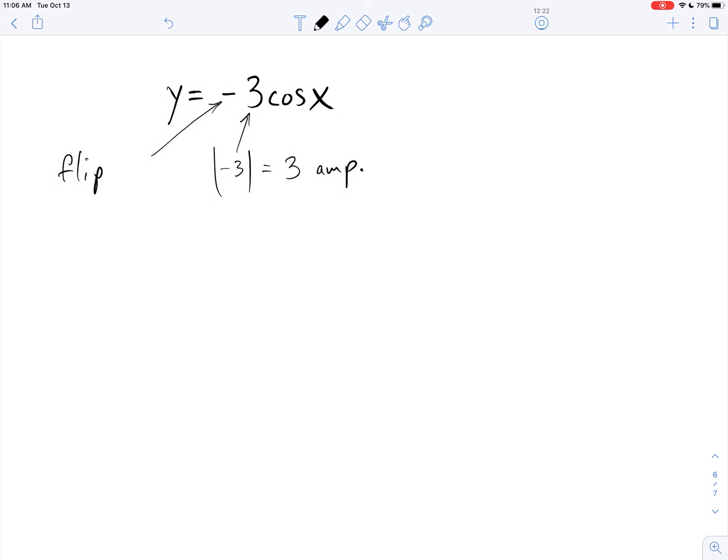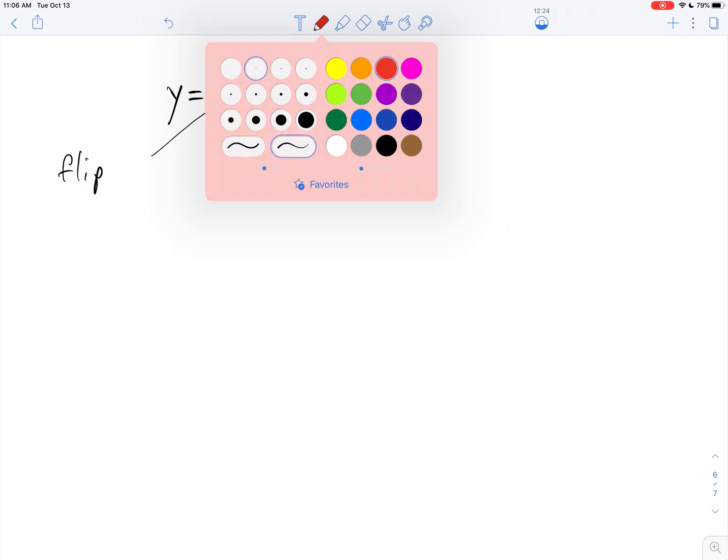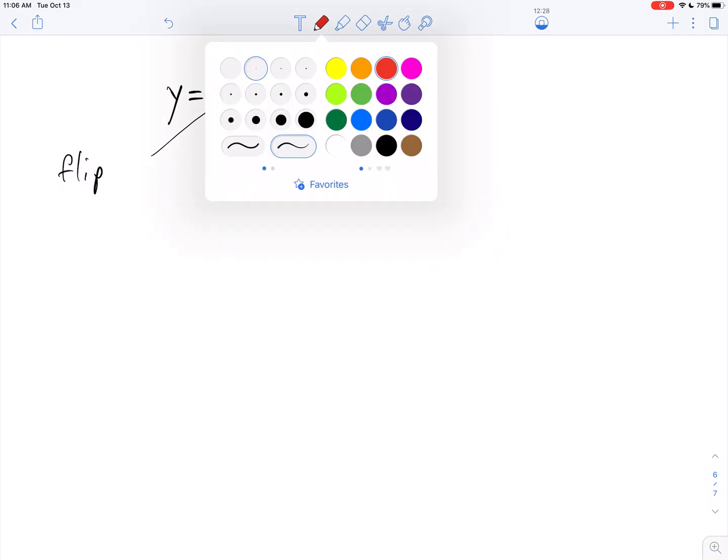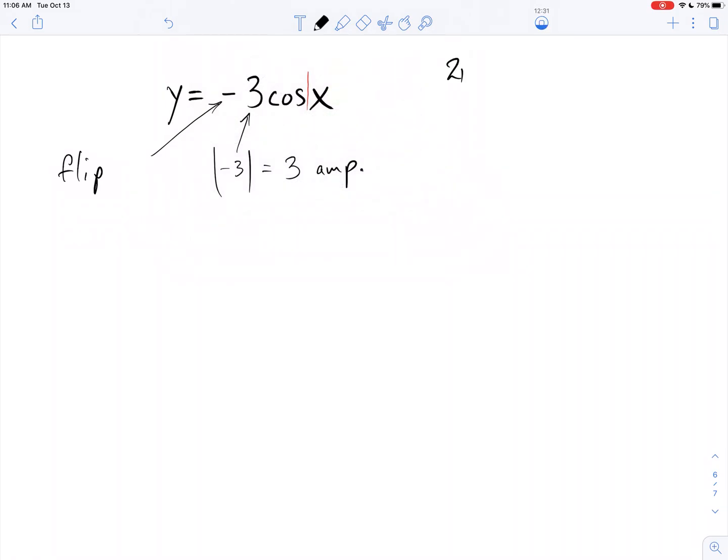Okay? And since this number right here, I'm going to grab a different color. Since this number right here is a 1, that means my period is going to be 2 pi, because it's 2 pi divided by 1. Period. And since my period's 2 pi, if I were to multiply that by 1/4, my increments, my counting pieces, are pi over 2 units.